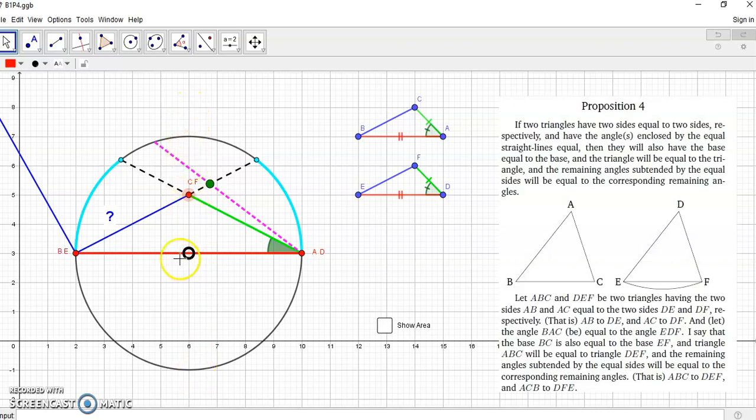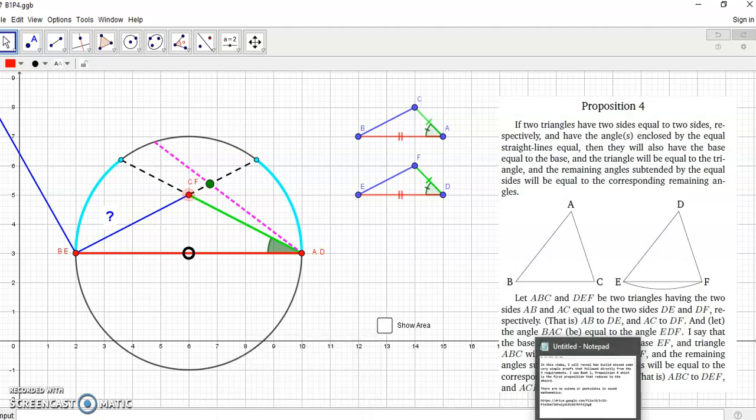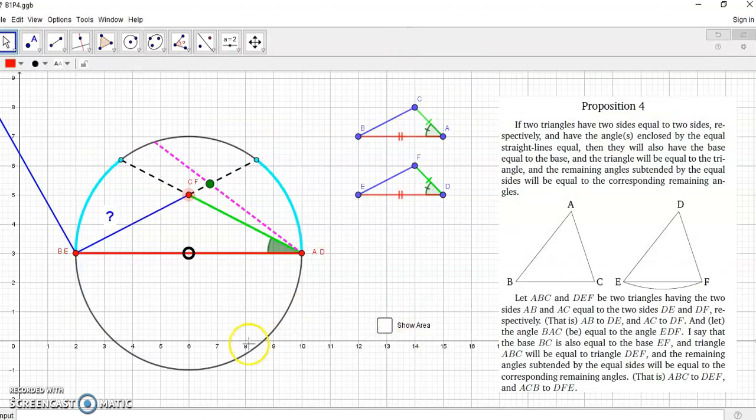And we also show in my fine article, which I will post a link to, that there are no axioms or postulates in sound mathematics, and that all these 5 requirements of Euclid's are derived systematically from nothing. And you can read that. It's quite a long presentation, but it will require you to think about it carefully and study it.